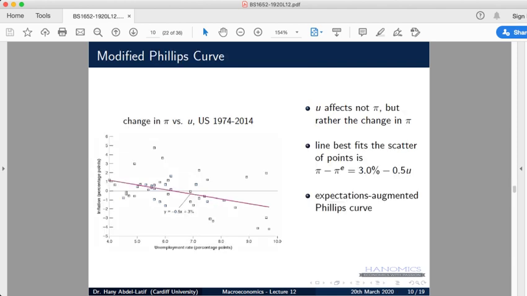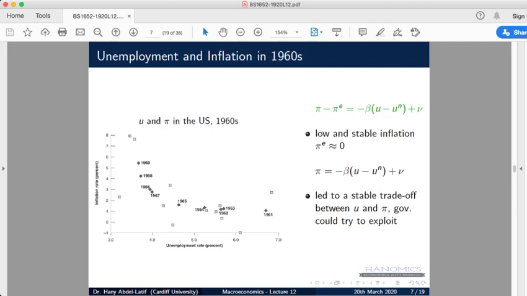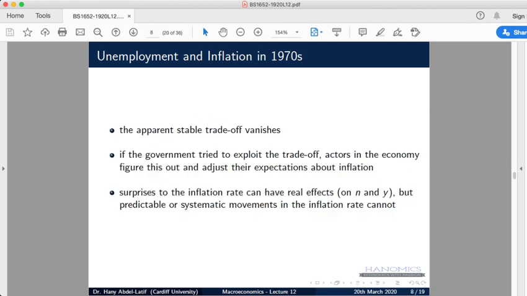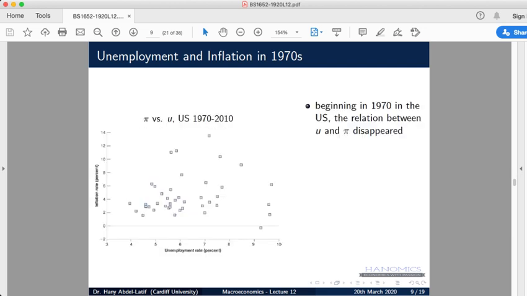Then bringing expectations into this picture, as I said, will give you more insights into the relationship. So in the 1960s, maybe expectations about the inflation rate were very low, nearly zero. So that gave us that sort of straightforward trade-off between the unemployment rate and inflation rate, just assuming there are no supply shocks. And moving from there, we try to understand this with expectations.